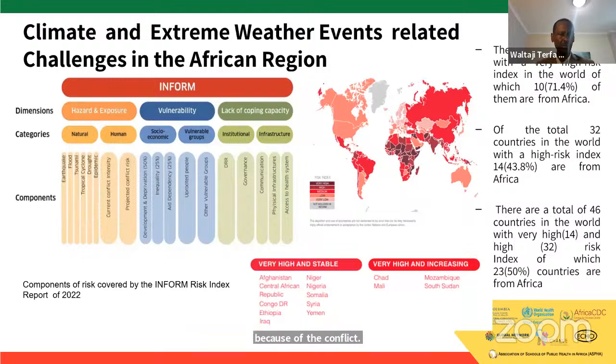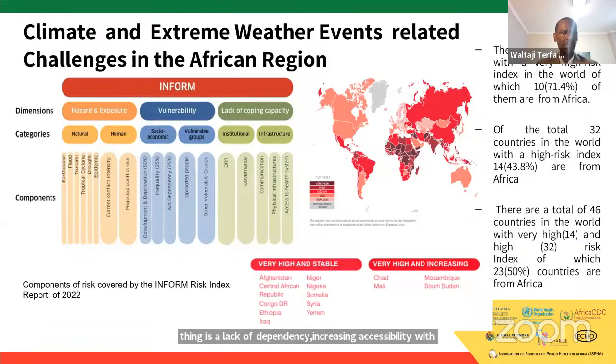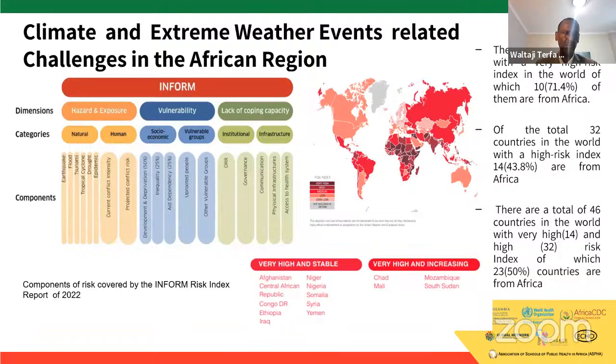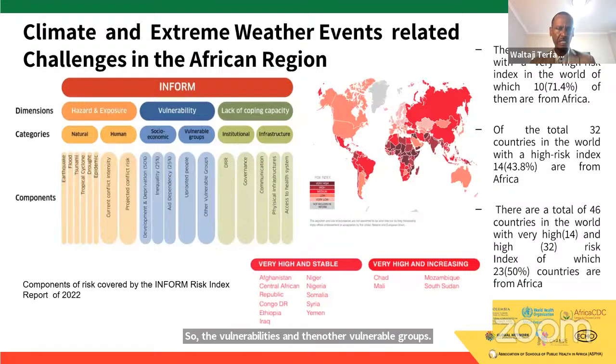And then we have the vulnerability and the dependency. Also, there is the dependency on aid, increasing inaccessibility, the socioeconomic factor, dependency, and then lack of capacity, the infrastructure. Everything will come under the economic, socioeconomic factor. So the vulnerability is of uprooted people, the poor, and other vulnerable groups. So the children, the elders, and also the age factor all come under this vulnerable group.